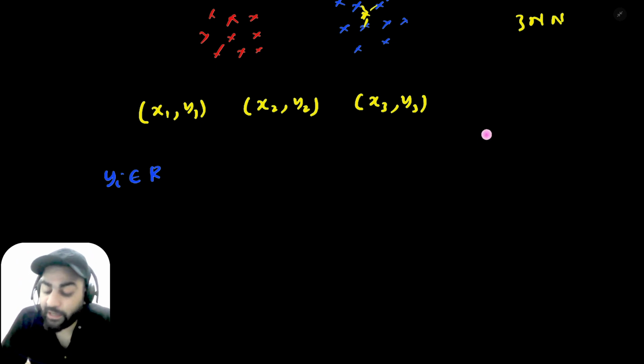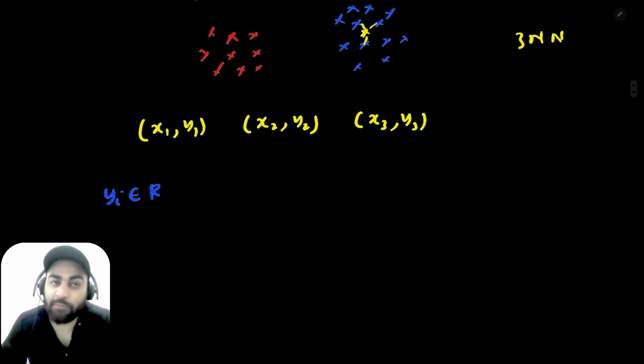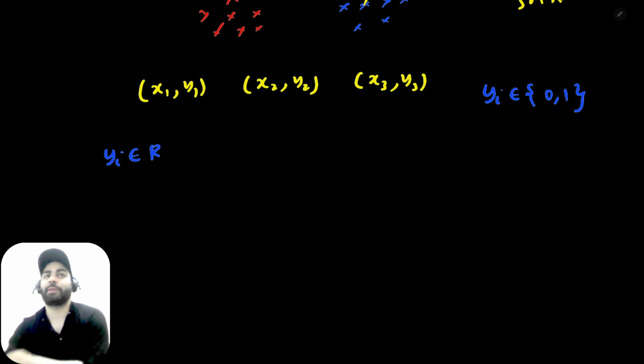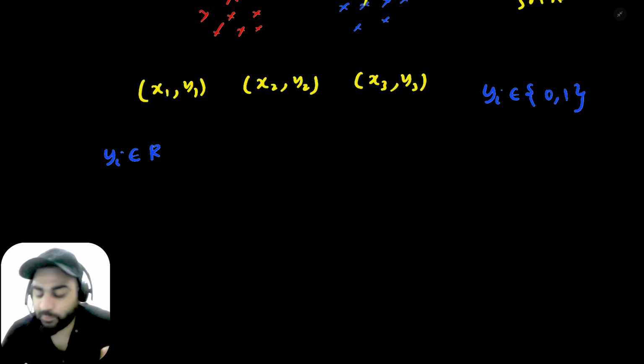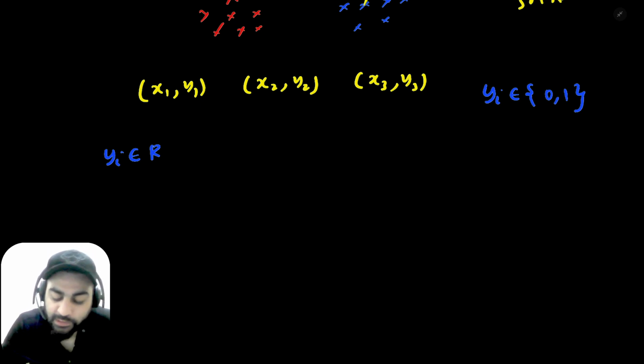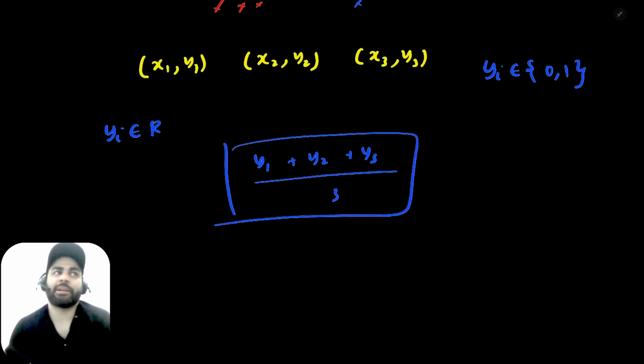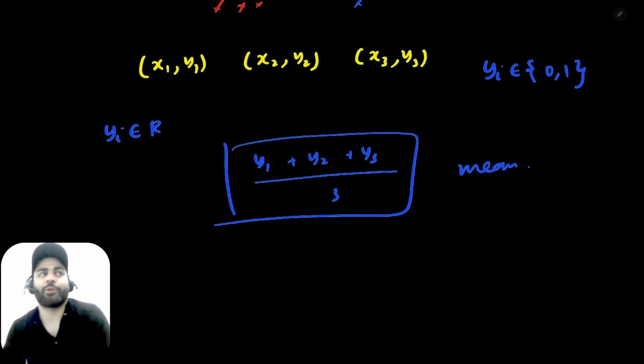Initially when we started KNN, we solved a binary classification problem. That time we said yi belongs to 0 or 1. The label can be positive, negative, 0, 1, minus 1, 1, whatever. There will be only two labels, so we do a majority vote. In here, we'll take y1, y2 and y3, add these up, and take the average, the mean of these three. Because it gives a regression value. Now instead of majority vote, you are taking the mean.